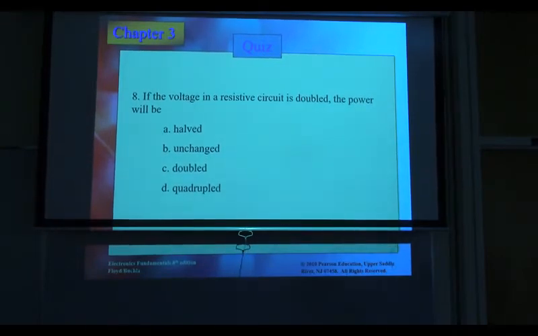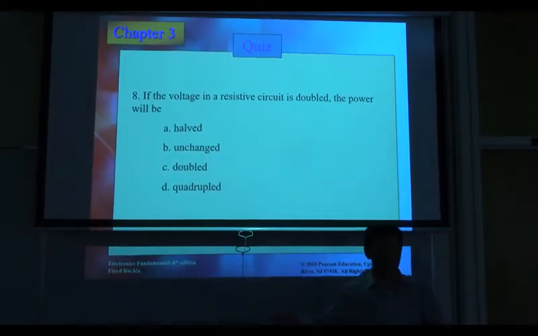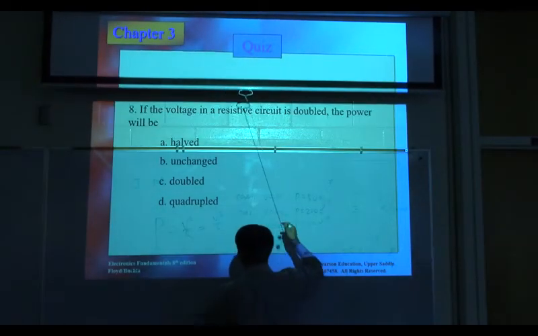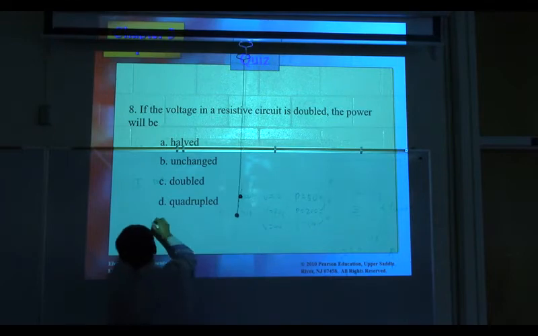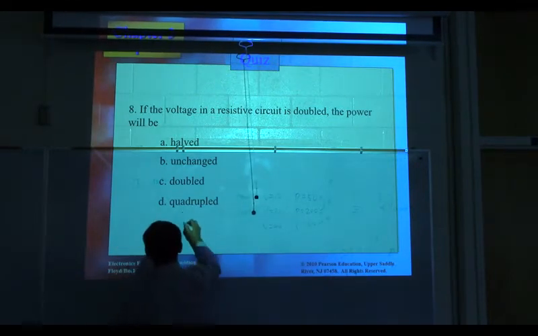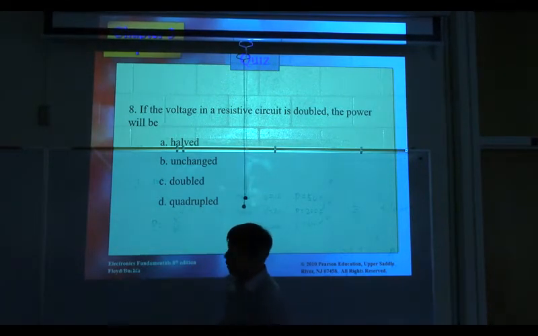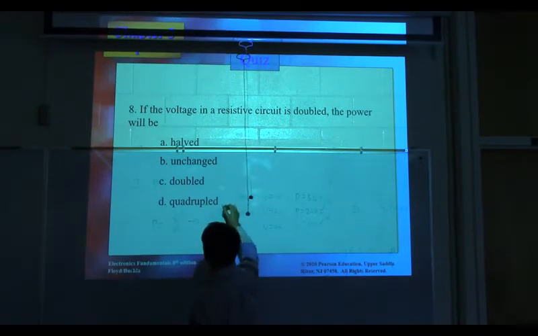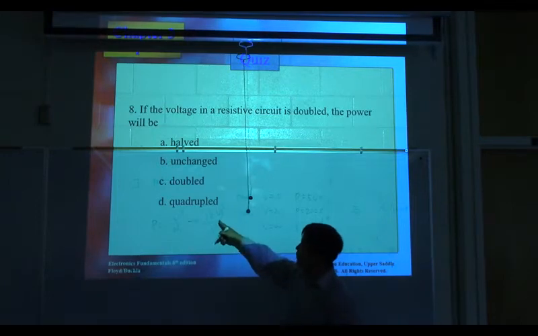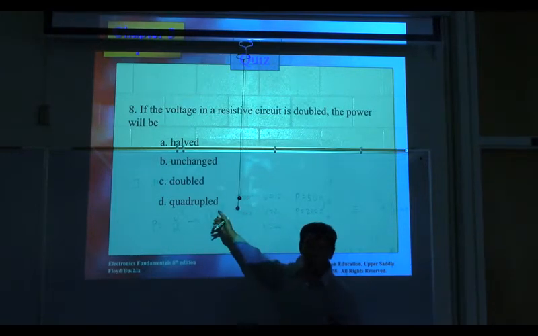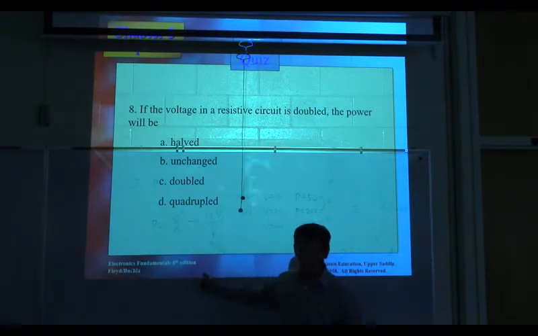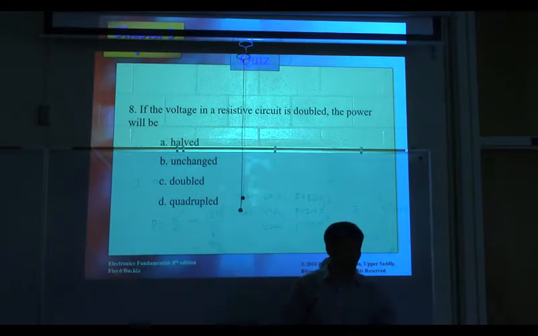Alright, actually, for this one we do not need to use the example. P equals voltage squared over R. If you double the voltage, you change V into 2V, squared over R. Then that will equal 4V squared over R, since 2V times 2V equals 4V squared.